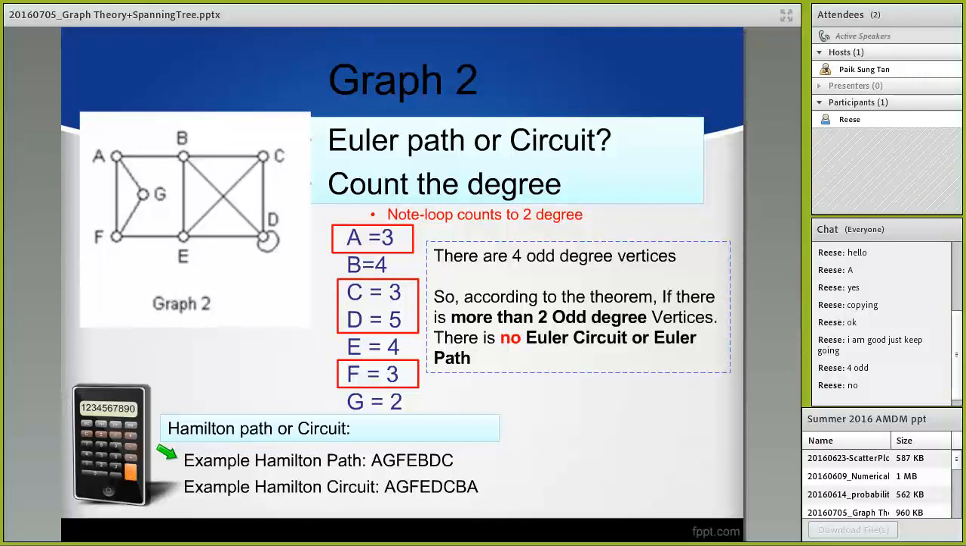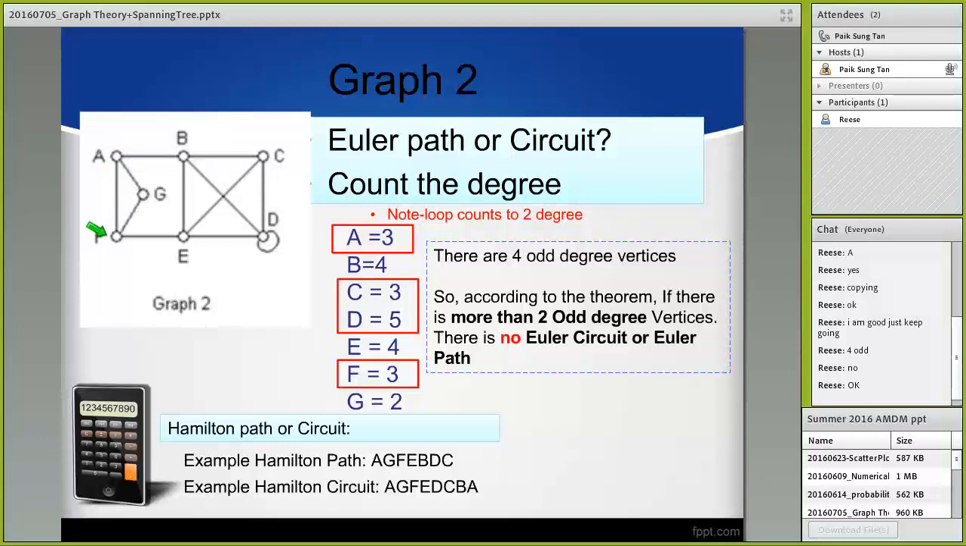There's another Hamilton. So I chose to do A, G, F, E, B, D, C. You can do a Hamilton path starting at a different vertex. You can do C, B, D, E, F, G, A. That's one Hamilton path. Or you can do, I don't know, E, D, C, B, A, G, F. That's another Hamilton path.